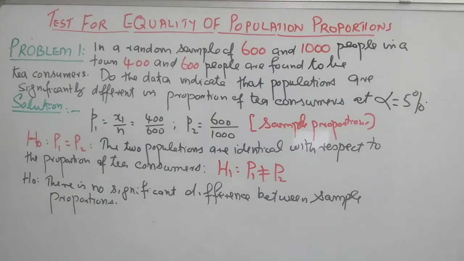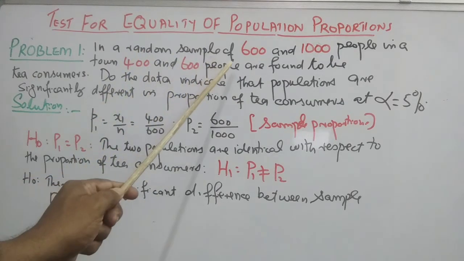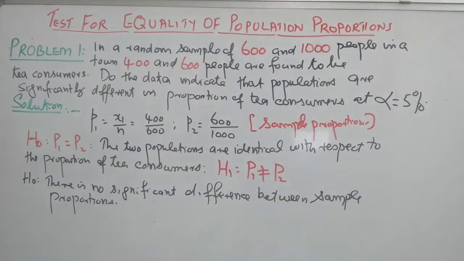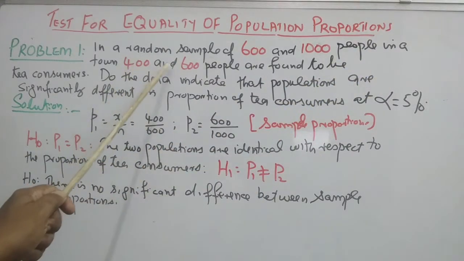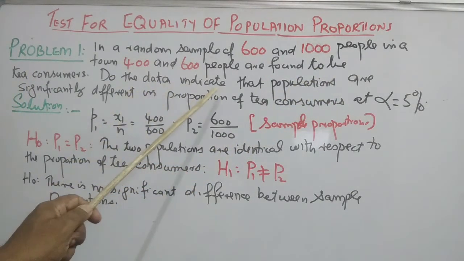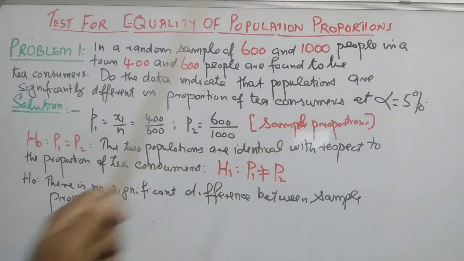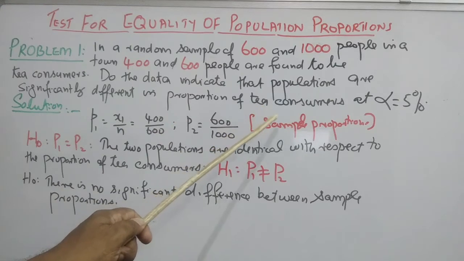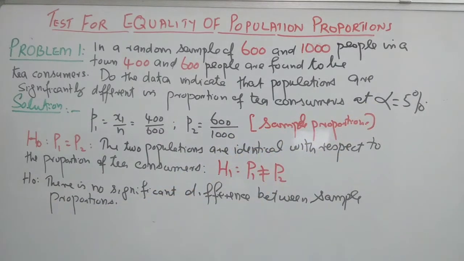A problem is given as: in a random sample of 600 and 1000 people in a town, 400 and 600 people are found to be tea consumers. Do the data indicate that populations are significantly different in proportion of tea consumers at alpha equal to 5%? So it's a problem of a quality characteristic.